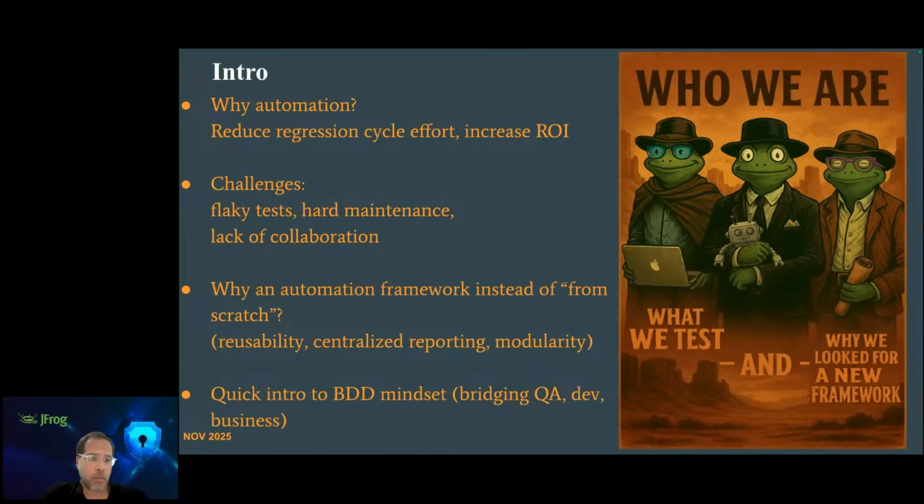A framework helps us reuse code, centralize reports, and keep things modular so we can actually focus on testing, not fixing tests. And then there is BDD, behavior-driven development. BDD is the glue that connects everyone, QA, devs, product. It's about writing tests in a human-friendly way, so anyone can read them and understand what the system should do, not just how. So to sum it up, we automate to save time.